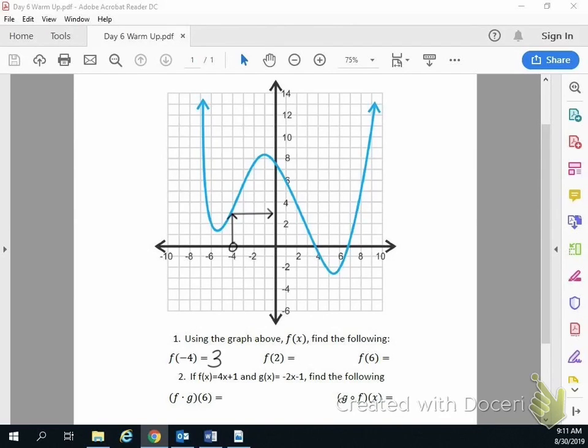F of 2, I go to where x is 2 on the graph, and then I go up, so f of 2 is going to be what? 4. F of 6 is going to be what? Negative 2. Questions on that? Is anybody confused as to how I'm finding those?